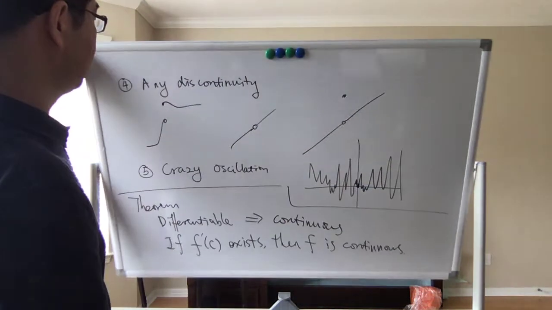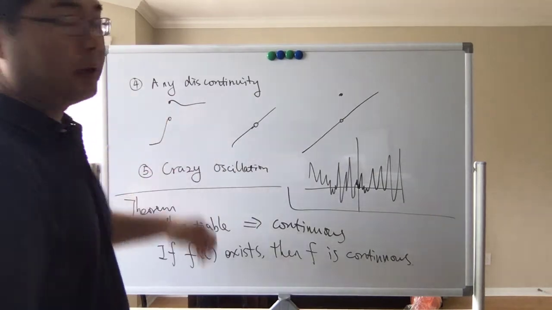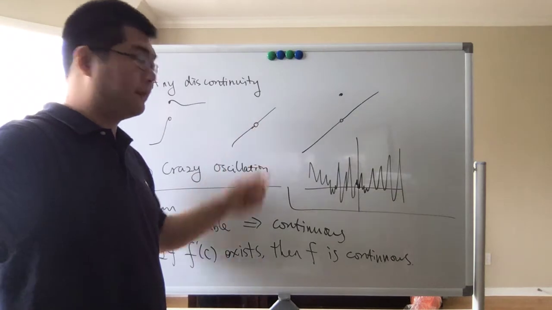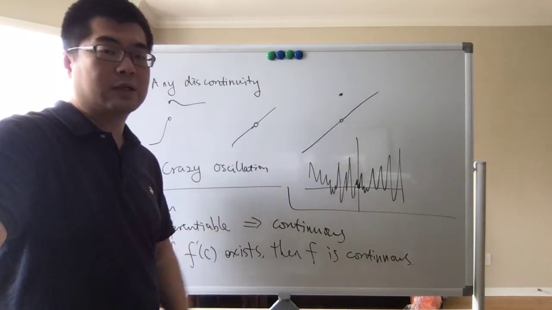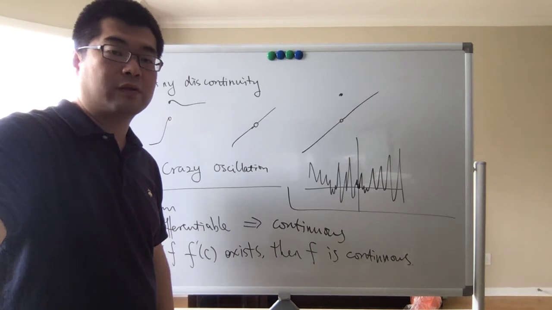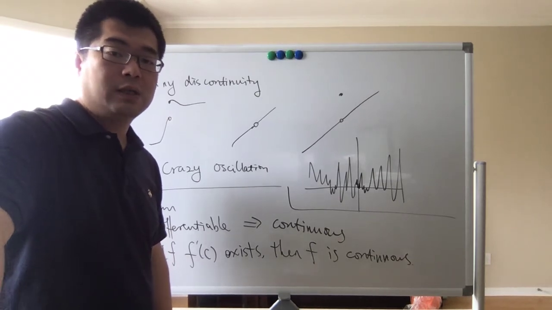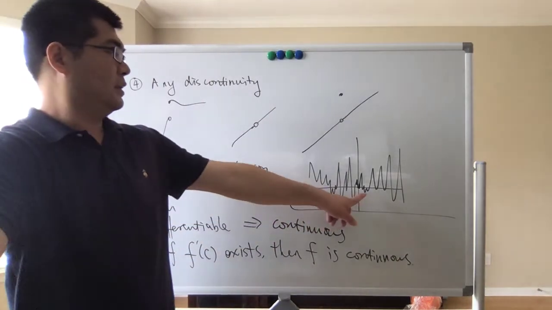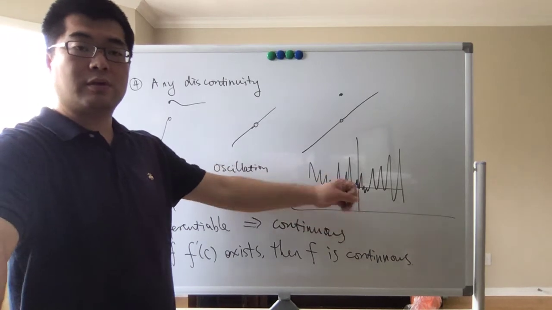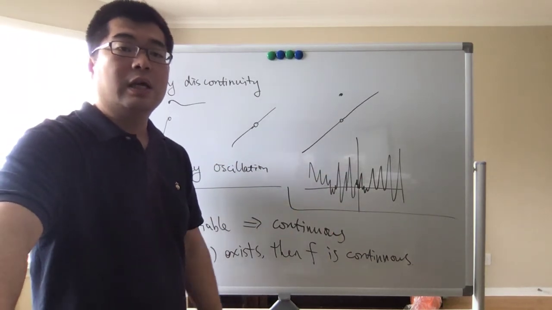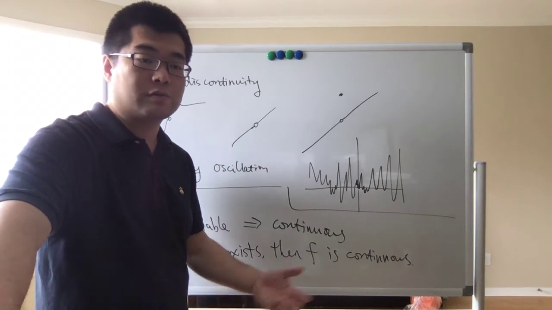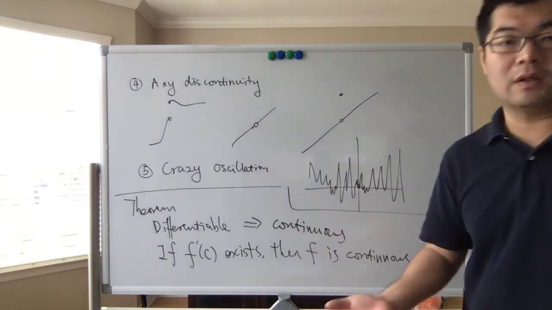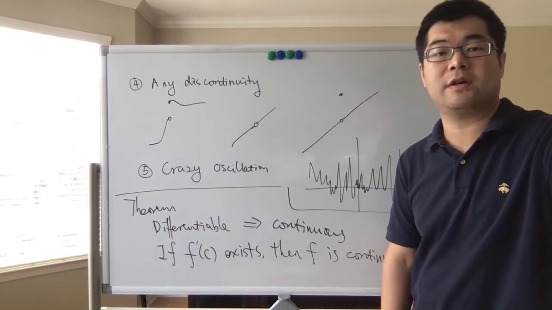So those are the first three situations. Number 4, any discontinuity. We have the jump, we have the removable, and undefined at this point is also not differentiable, or the derivative at those points does not exist. And there's also another situation, if you have, let's see, this is 0, and at around 0 you have crazy oscillation, so the derivative at x equals 0 does not exist, and the function is not differentiable, okay?